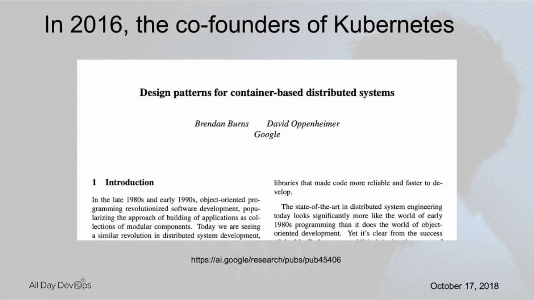The reason that I choose this topic is because in 2016, the co-founders of Kubernetes, Brendan Burns and David Oppenheimer, published a paper called "Design Patterns for Container-Based Distributed Systems." Basically, in this paper, they talk about the design patterns that I'm gonna talk about today, and they use the analogy of these patterns that have worked for software development, that you can also implement in distributed systems, and specifically for containers.